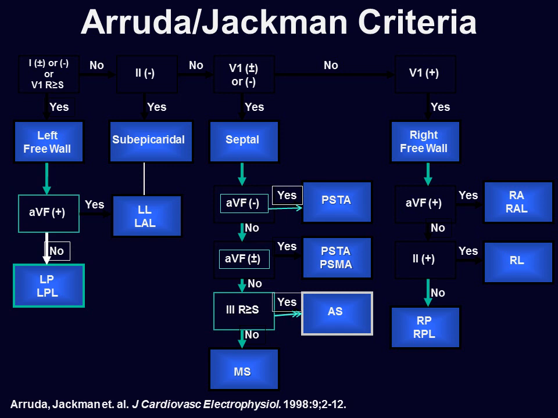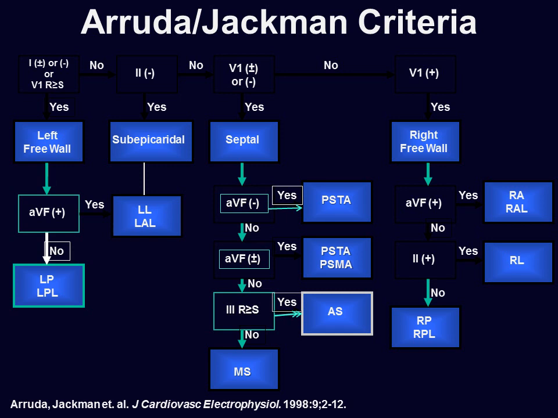If you have V1 which is sharply negative or barely isoelectric, then you think of septal. If the AVF is negative, it is posteroseptal tricuspid annulus. If AVF is positive or negative, it could be mitral annulus, in addition to being tricuspid annulus. If your lead 3 R is taller than S, it is anteroseptal. If your lead 3 R is less than the S wave, it's very suggestive of midseptal.